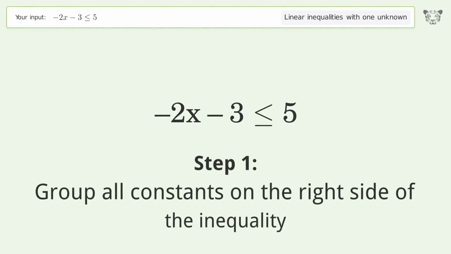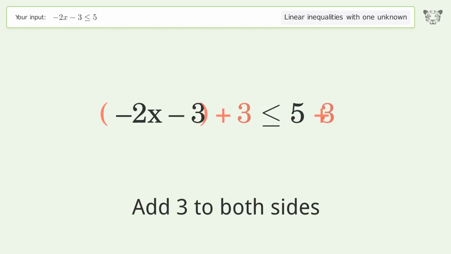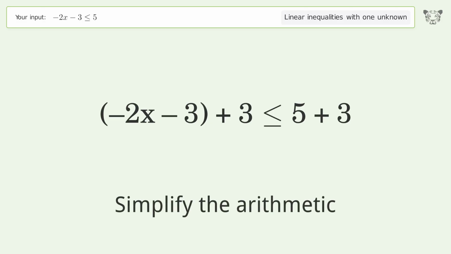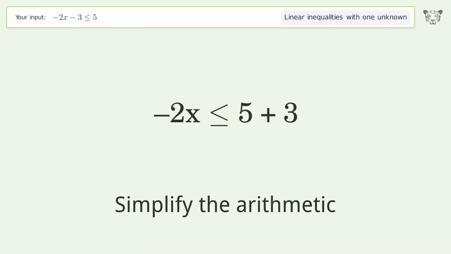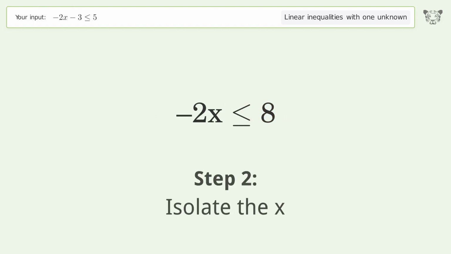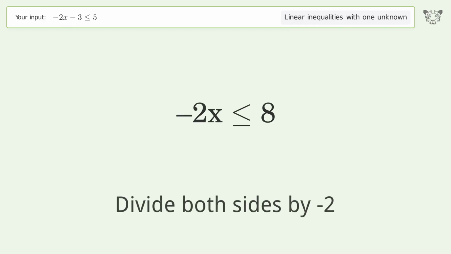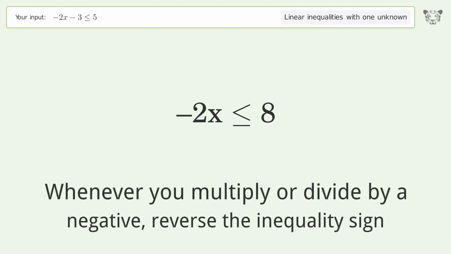Group all constants on the right side of the inequality. Add 3 to both sides. Simplify the arithmetic. Isolate the x. Divide both sides by -2. Whenever you multiply or divide by a negative, reverse the inequality sign.